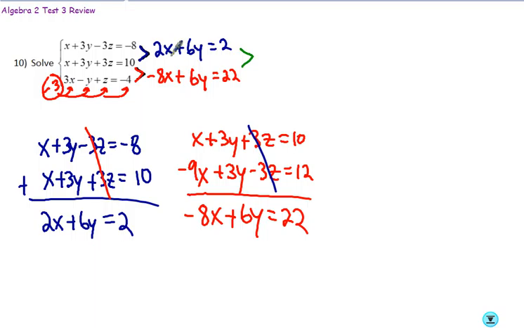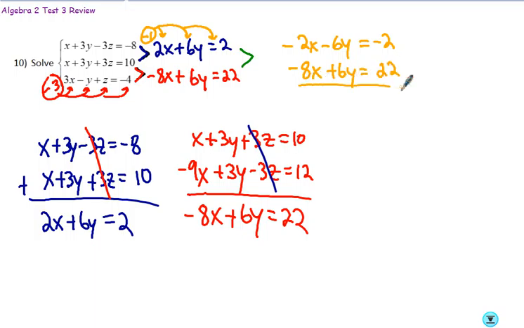Now as it is, the x doesn't cancel, the y doesn't cancel, so we just need to get one of them to cancel. It doesn't matter which one, either the x or the y. The y's we already have the same number, we just need opposite signs. So what I could do is go in here and just multiply by a negative 1. I'm basically just switching the signs here. So if I rewrote that, I've got negative 2x minus 6y equals negative 2, and negative 8x plus 6y equals 22.